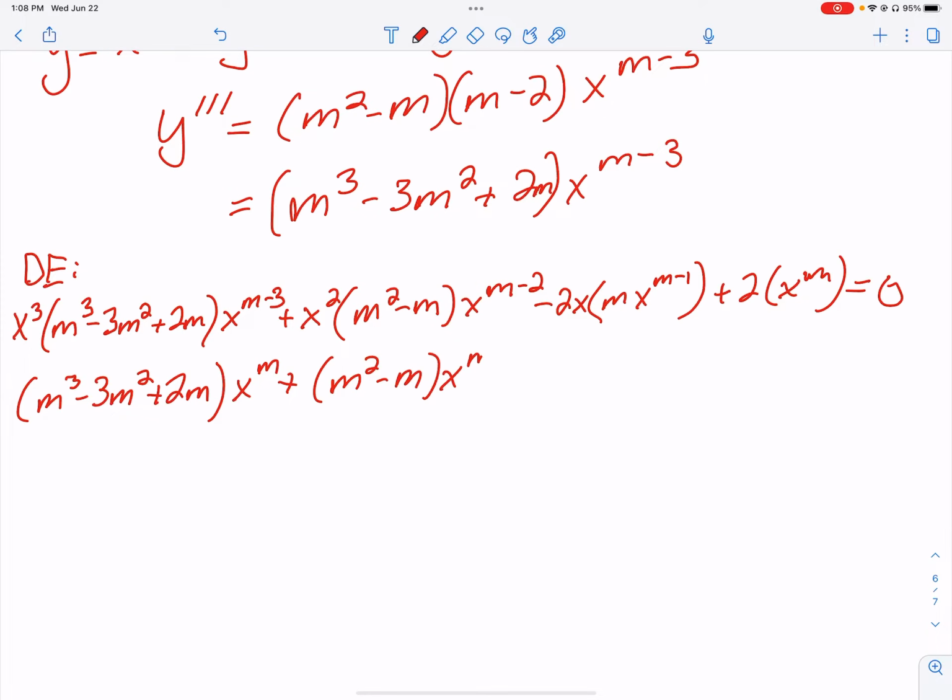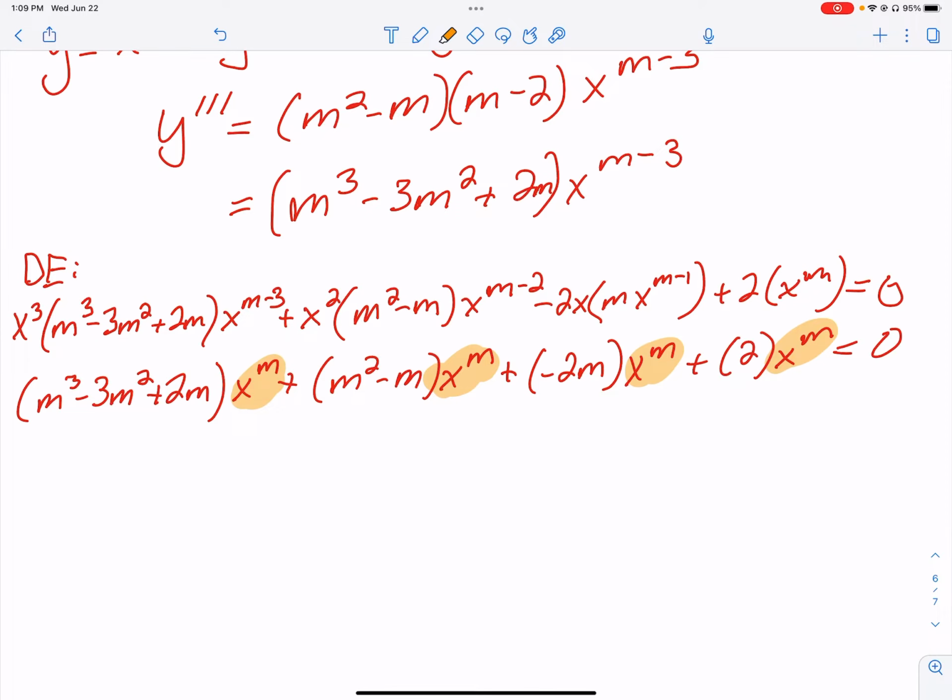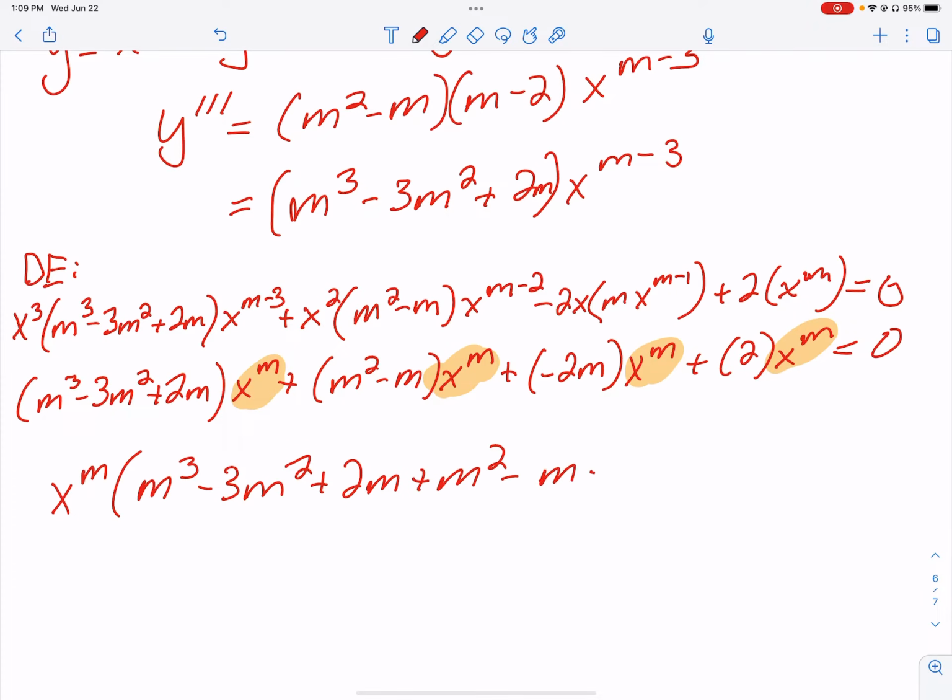Nothing to distribute, so we just get x to the m. Now that 2 goes to that m, so plus, and I'm going to put negative 2m, so don't miss the negative, x to the m. And then I put 2 in parentheses here, so I don't forget it as well. Equals 0 still. Notice, same thing as the methods in the last video. Even though it's higher order, it still works the same way. There's an x to the m in all of those, so I'm going to factor out x to the m, which gets me m cubed minus 3m squared plus 2m plus m squared minus m minus 2m plus 2 equals 0. So we're going to combine all those.